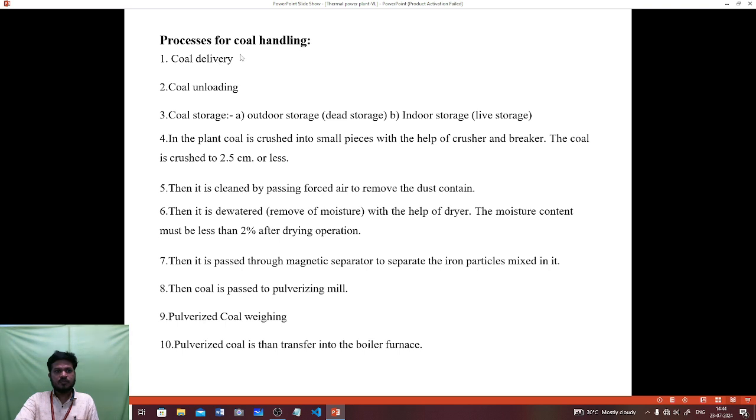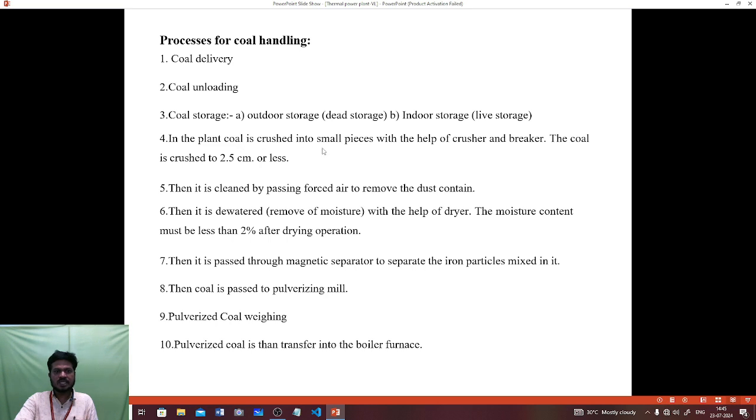Next, the purpose of coal handling. Number 1, coal delivery from the coal mines. Number 2, coal unloading from transportation vehicles. Number 3, coal storage. Either it may be outdoor storage, also called dead storage, or indoor storage, also called live storage, which is available in a plant.